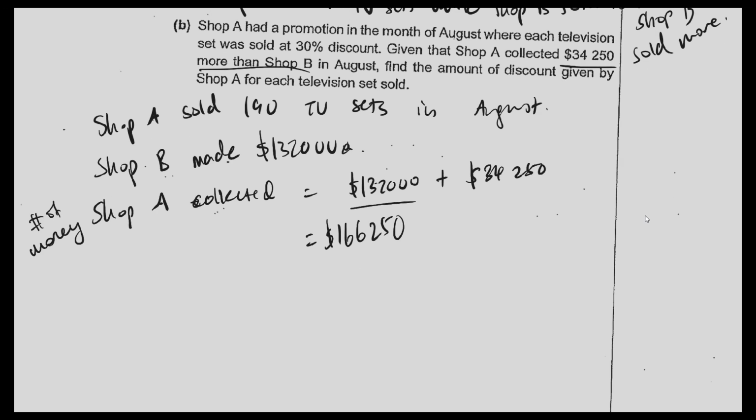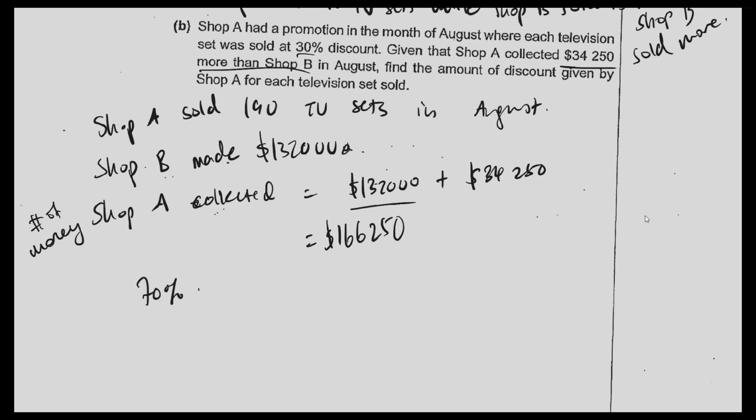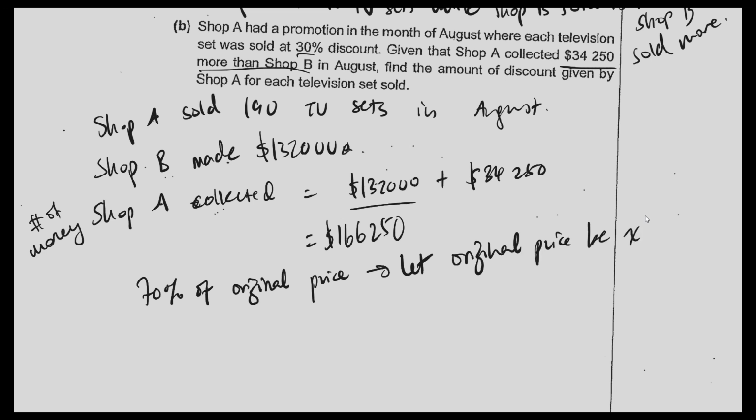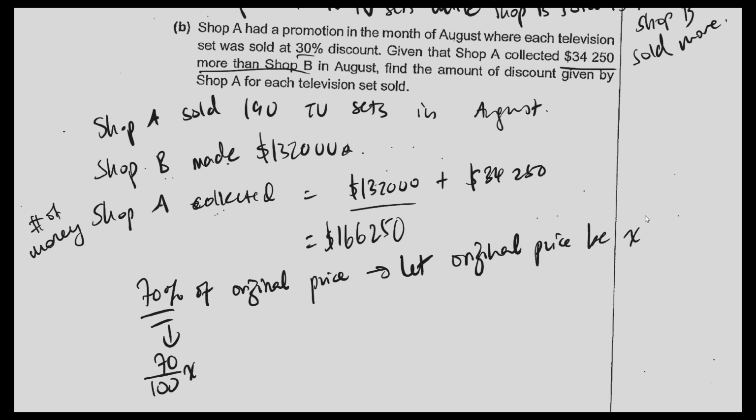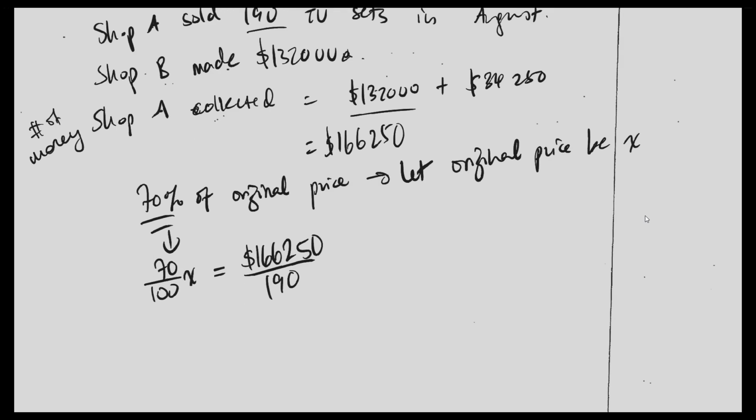Alright, so each television set was actually sold at a 30% discount, so that would mean 70% of the original price. So let the original price be x. So 70% is 70 out of 100. So 70 out of 100 x equals this total cost divided by 190 TV sets. So you'll get 875.